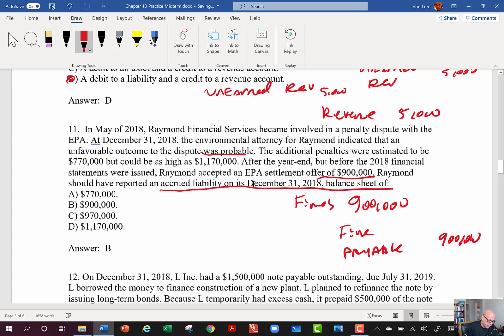Which is what they asked here. Okay, and you're saying, well, wait a minute, John, you said we booked 770 or one. Yeah, if that's the best information you've got, then you would have to book the lower end of that range. But before we were issuing the financial statements, God came down and said, hey, this is the amount, $900,000. Well, thank you for that beautiful prediction. I'm going to use that to prepare my financial statements at 12/31/2018.